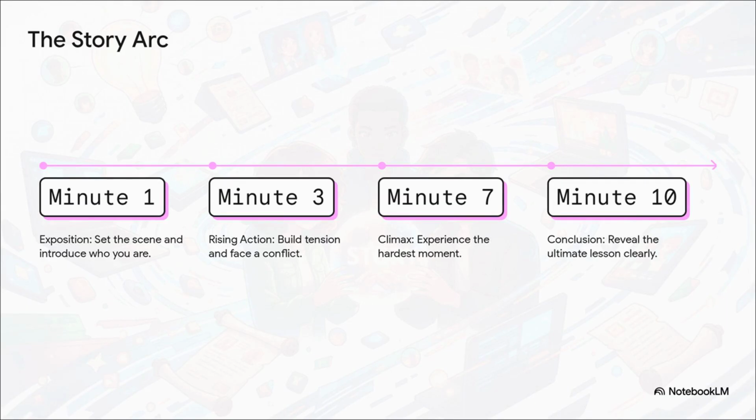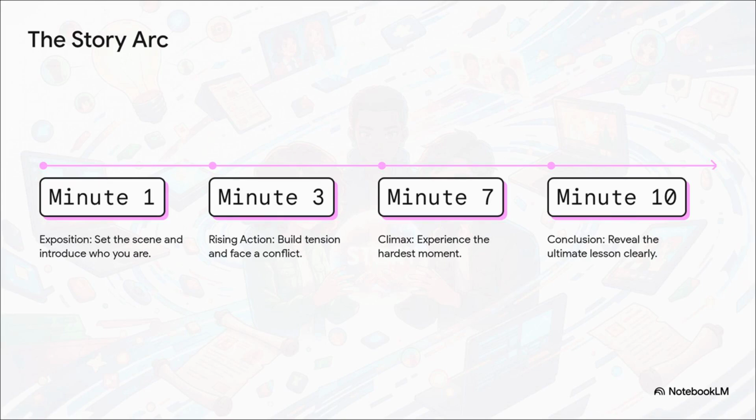Minute 1, that's your exposition. You're setting the scene, showing us the chaotic kitchen, explaining why this recipe matters. Minute 3 hits, and we need some rising action. Maybe you realize you're missing an ingredient, or the dough just isn't coming together, which totally mirrors that internal frustration of feeling disconnected from your heritage.